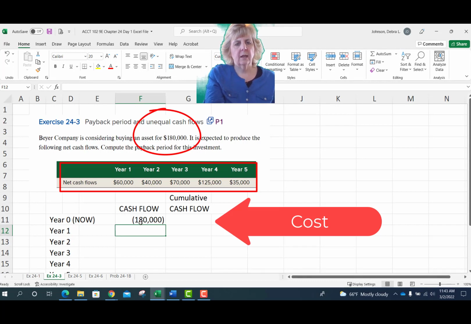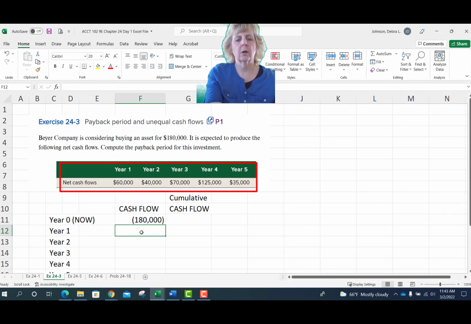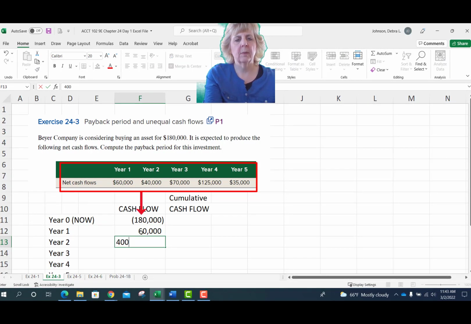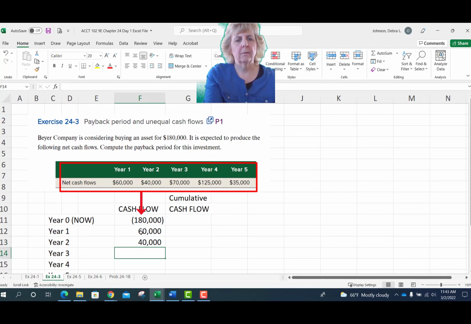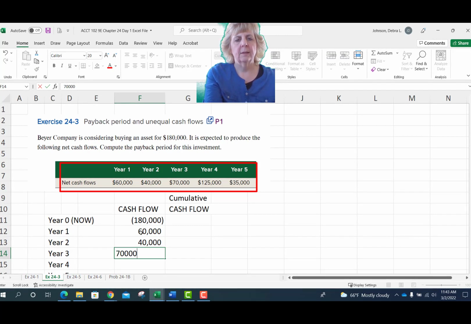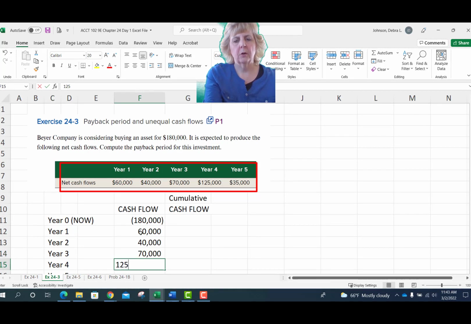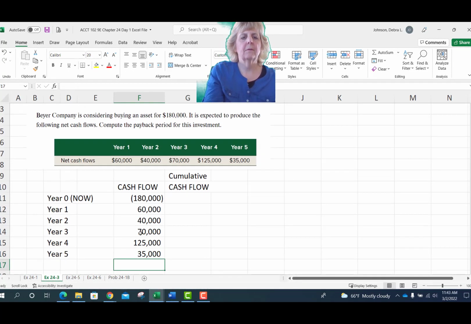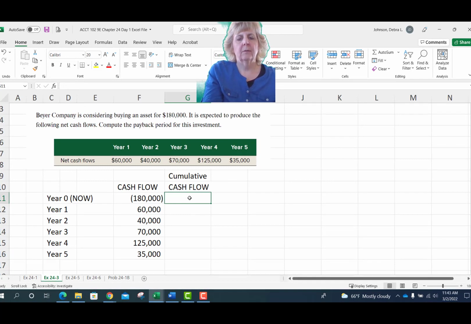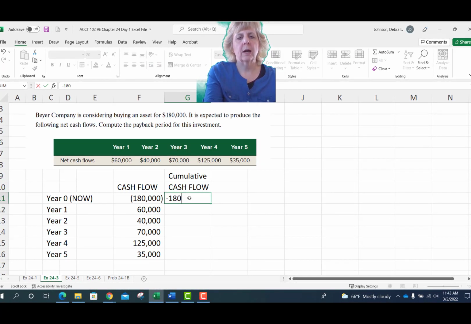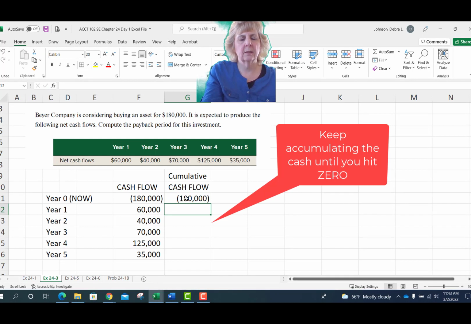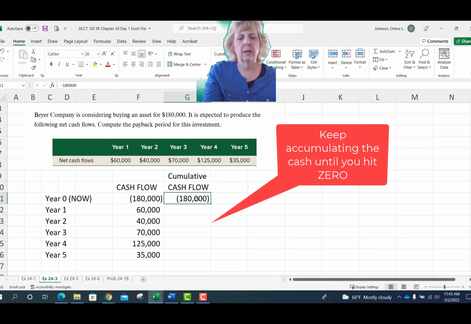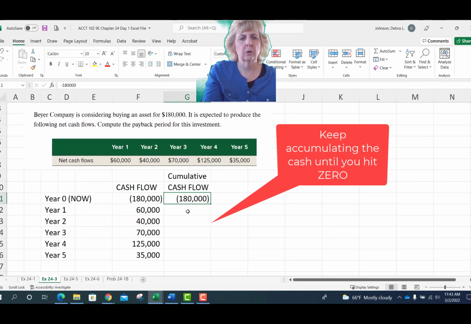And as you can see, the cash flows given in the chart are uneven. So I'm just going to go ahead and list them out. 60,000 in year 1, 40,000 in year 2, 70,000 in year 3, 125,000 in year 4, and then it drops down to 35,000. The cumulative cash flow is just going to keep track of the cash as it increases. So in year 0, we're down in the hole 180,000 because we spent that much.